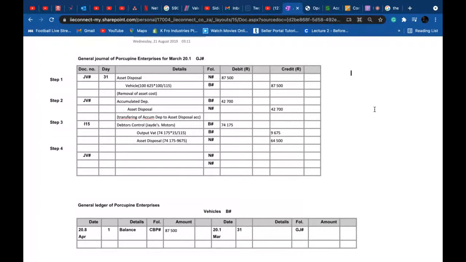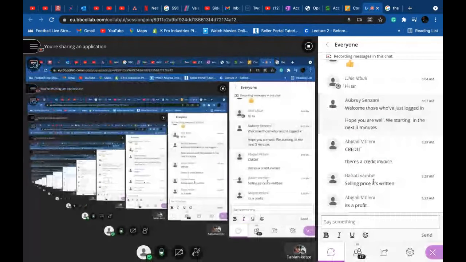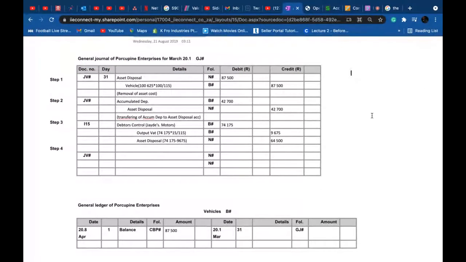Okay, so I'm just going to recap quickly here. Someone throw something in the chat. It's a profit. Okay, cool, no problem. Let's calculate it together now. So selling price, I'm just going to say SP, minus your carrying value, is equal to whether we made a profit or a loss. And when I say selling price, I'm saying the price that we sold this vehicle for.